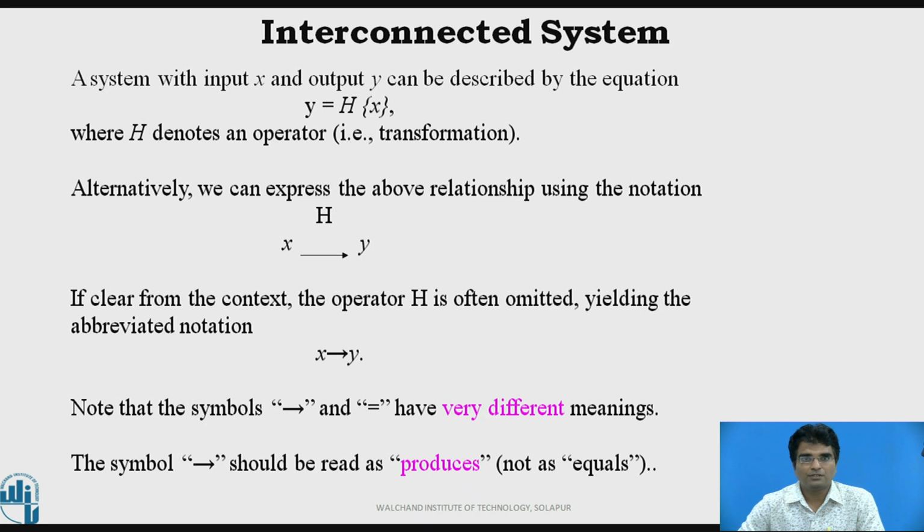Interconnected system. A system with input x and output y can be described by the equation y equals H of x, where H denotes an operator, that is, a transformation. Alternately, we can express the above relationship using the notation x → y. If clear from the context, the operator H is often omitted, yielding the abbreviated notation x → y. Note that the symbols → and = have very different meanings. The symbol → should be read as produces, not as equals.